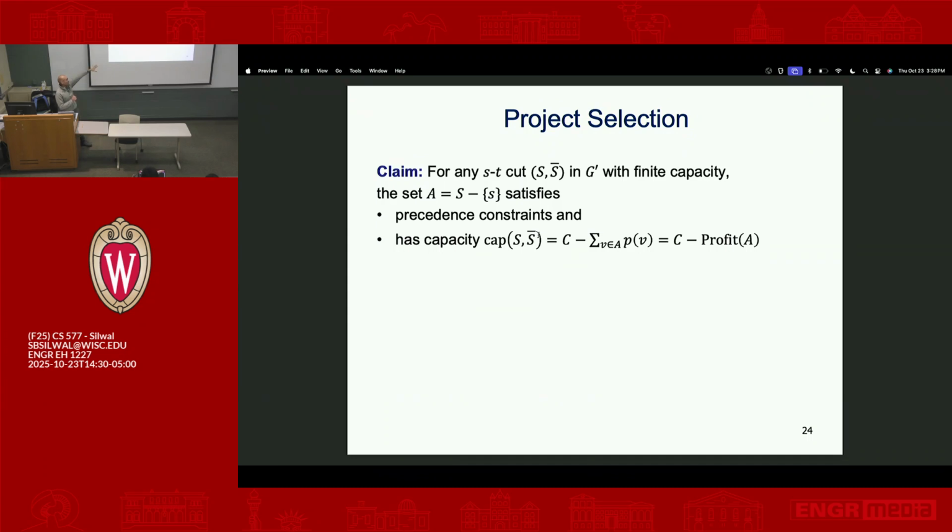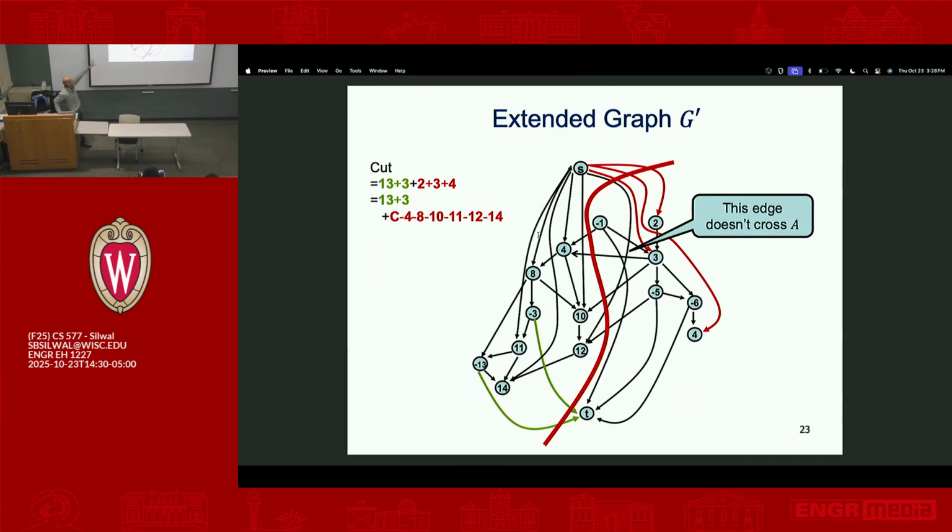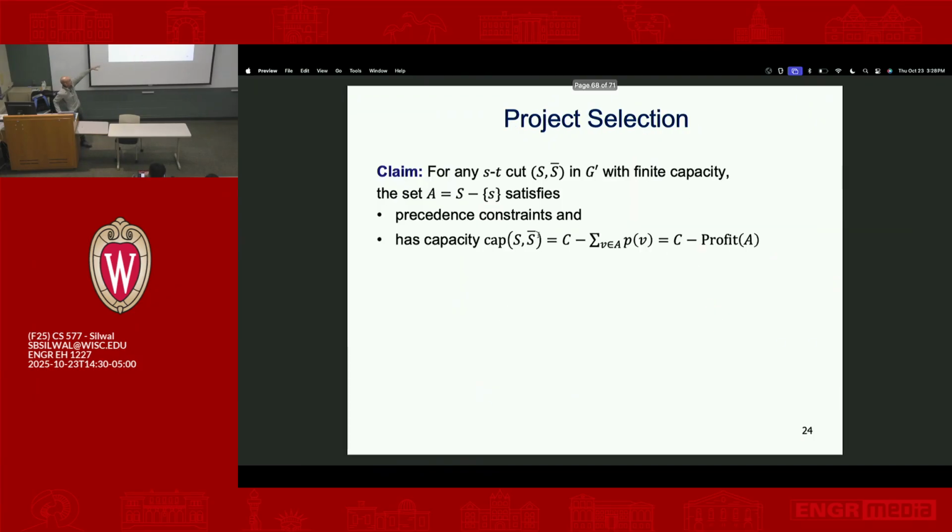Questions? I'll show you why this is true. That was kind of hand-wavy, but let's just say you believe that I've cooked up these edges so that the value of a cut that includes S is C minus the profit that I get. Then it makes sense: I want to minimize the cut because then I will maximize the profit.